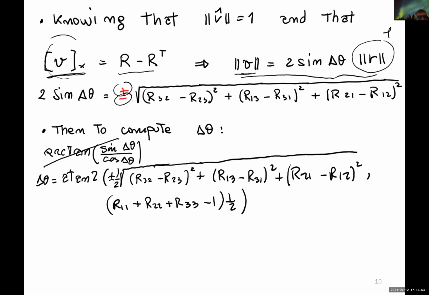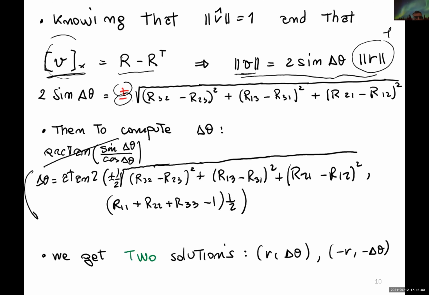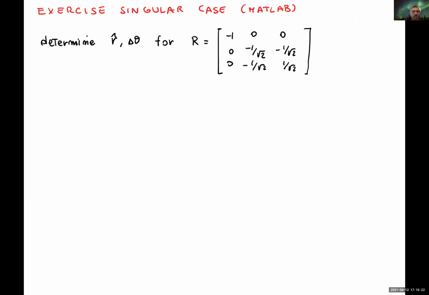Okay. And we use this expression if we want to compute the solution. And we see that since we have a square root here with a plus and minus solution, we get the 2 solutions we were expecting, which tell us that this mapping is not injective and that we have two solutions. Now, as an exercise, you can check the computation of a singular case, which we saw results in a sine of delta theta equal to 0. We will see this in MATLAB.